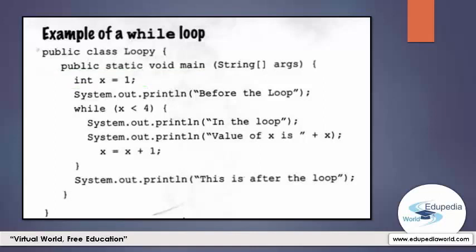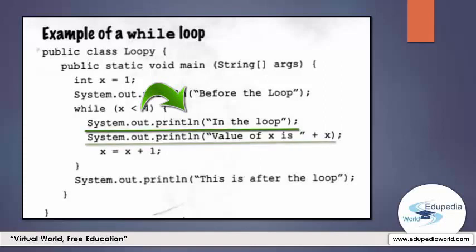After that there is a println statement before the loop, and then the loop is starting: while x lesser than 4. The value of x is 1 and 1 is lesser than 4. Therefore we can go inside of the loop. Inside the loop, the first println statement says in the loop, and the second println statement says value of x is, and the value of x is 1. So it will print out value of x is 1.